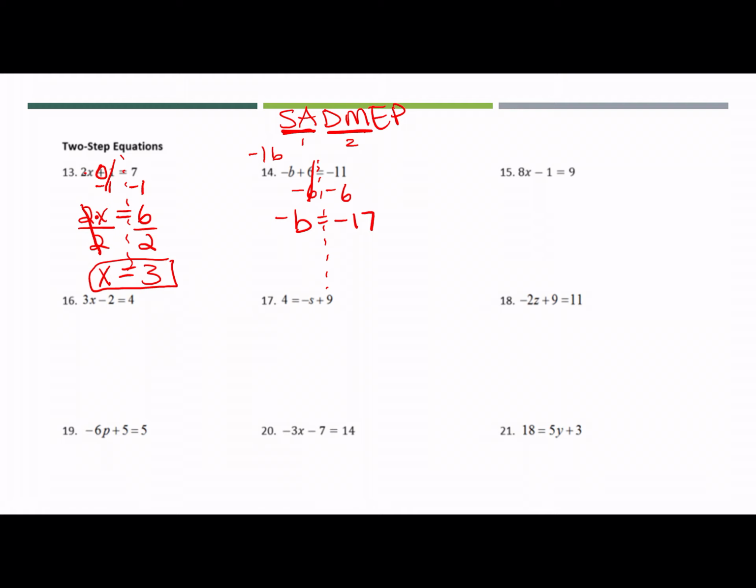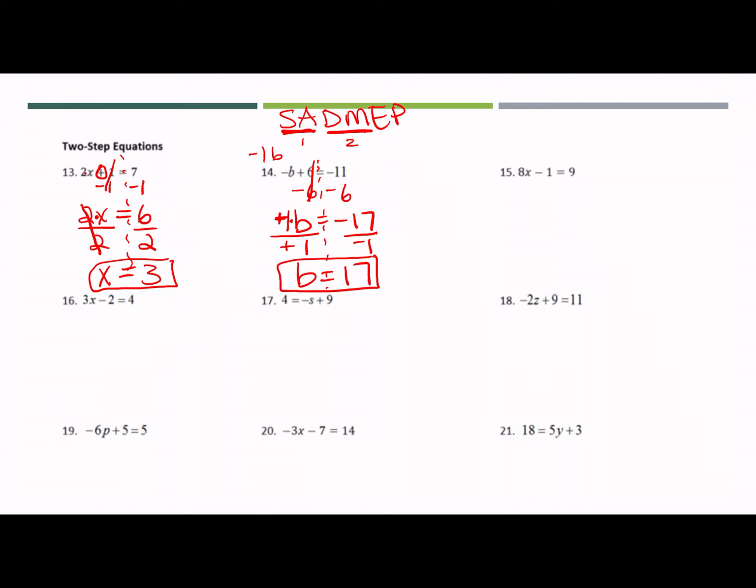So I want to get b by itself. B's not quite by itself, because really in front of the b I have this negative, or negative 1, right? So it's kind of like negative 1 times b. Again, inverse operation, I'm going to divide by negative 1, divide by negative 1. And a negative divided by a negative is a positive. So now I have b is equal to positive 17.